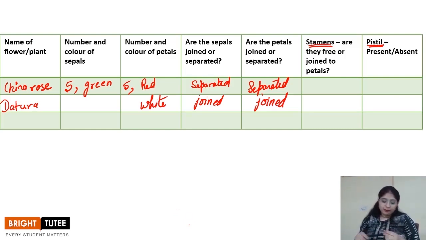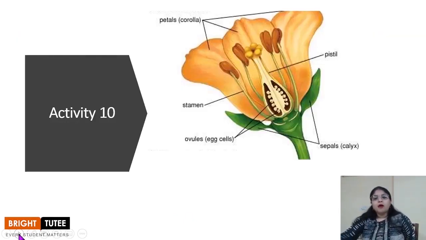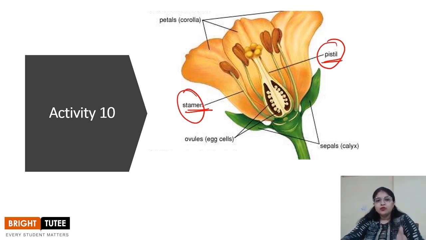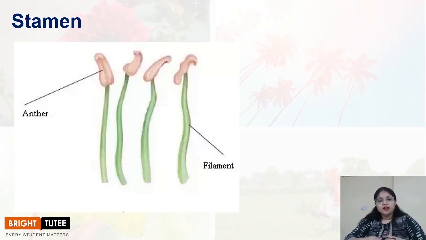Now, moving on, let's understand about the other parts that we were talking about, that is the pistil and the stamen, right? So these are the 2 parts which we will talk about further. Before that, for proper observation, just pluck out all the petals so that you're able to observe these 2 parts properly. Now let's move on and understand about stamen.